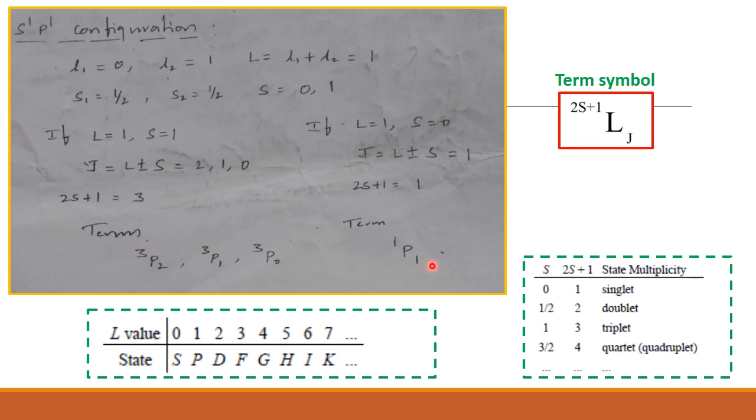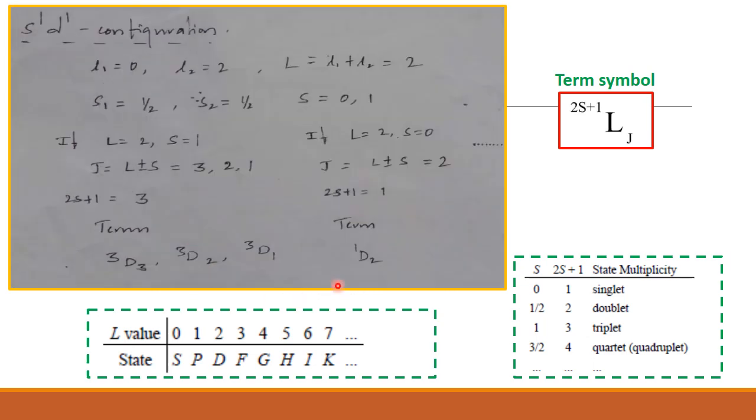And we can make out the differences, because all these terms will not have similar energy, according to Hund's rule that I will explain in the coming classes. So these will have different energies.